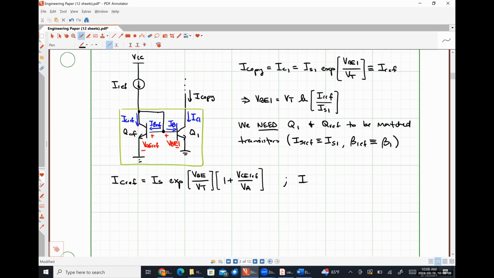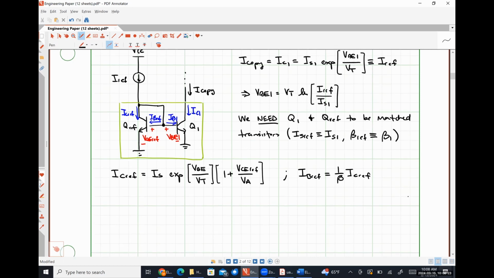Just as a quick aside, IB ref is just going to be 1 over beta times IC ref. Over on the copy side of our current mirror, we should have the relationship IC1 is equal to IS times EXP of VBE over VT times 1 plus VCE1 over VA.